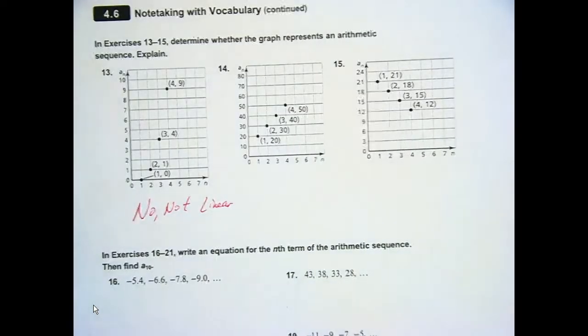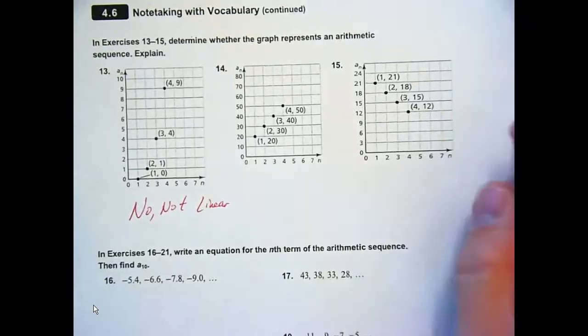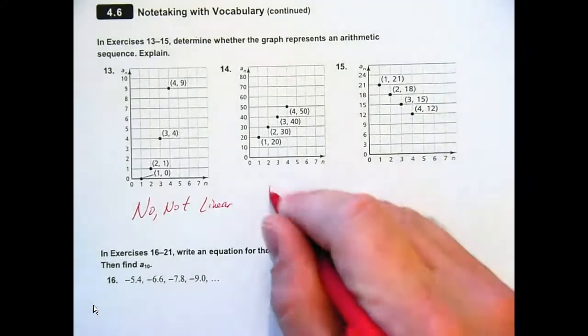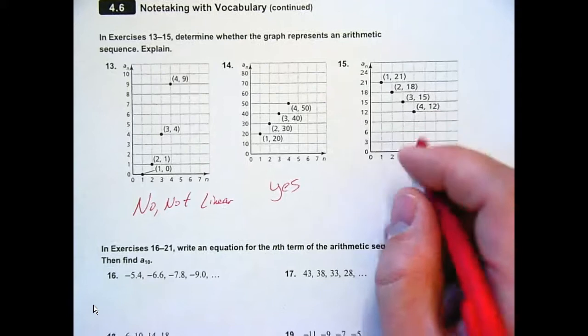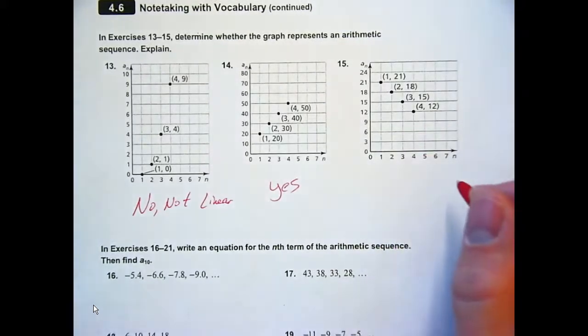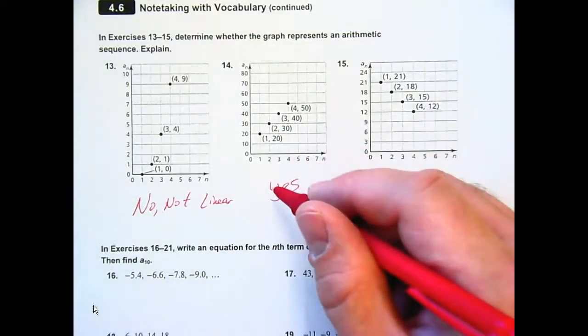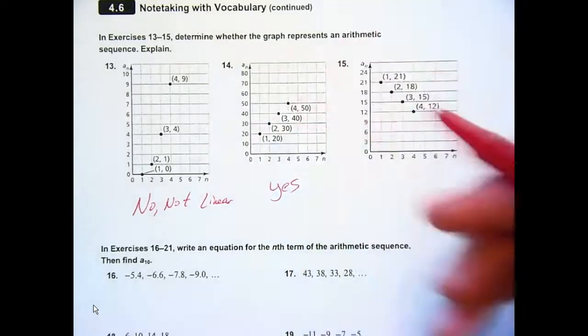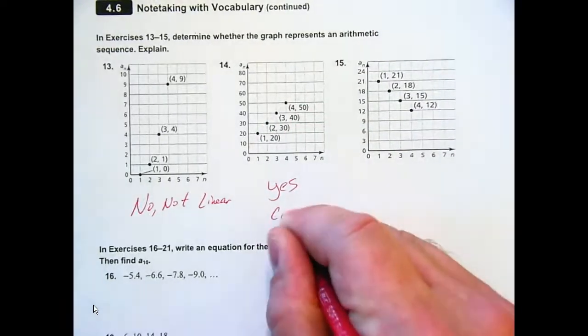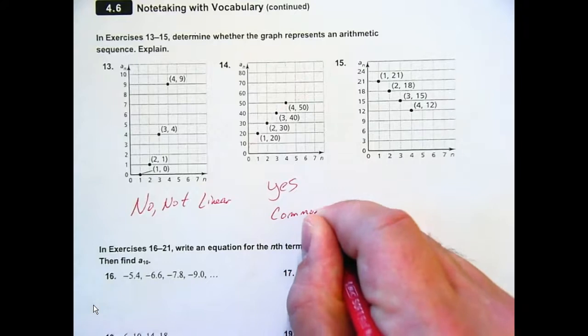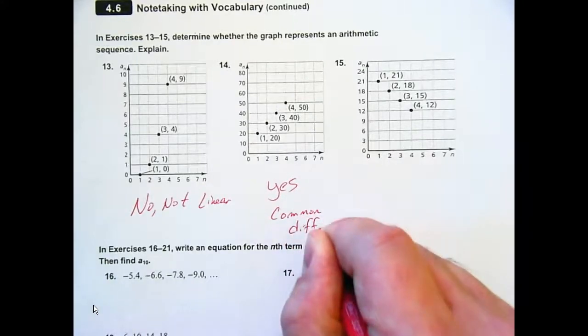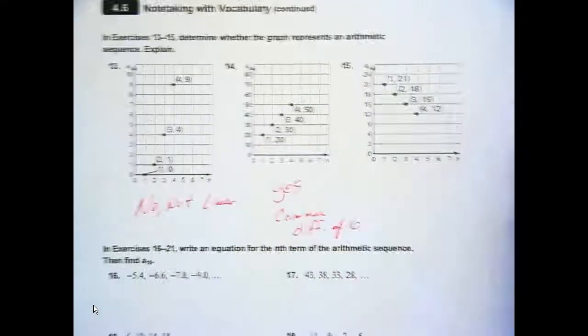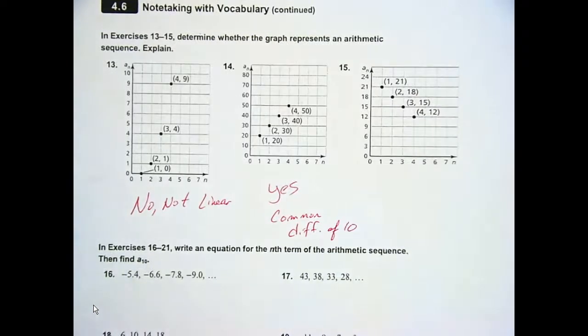Well done. Tyler, number 14. Yes, how come? Good. It goes up by 10 each time. It has a common difference. Common difference of 10. Okay, and number 15, Mac, what do you got?